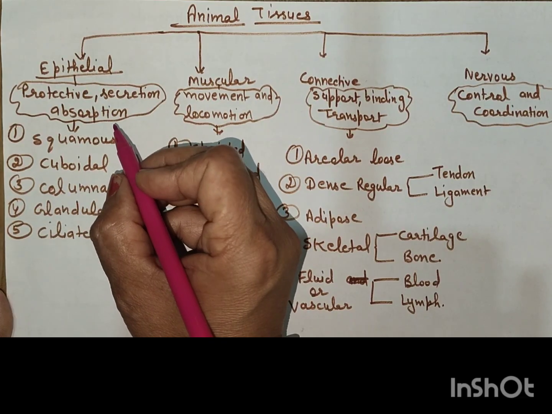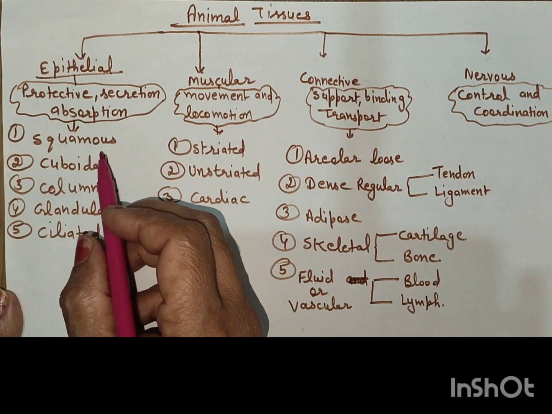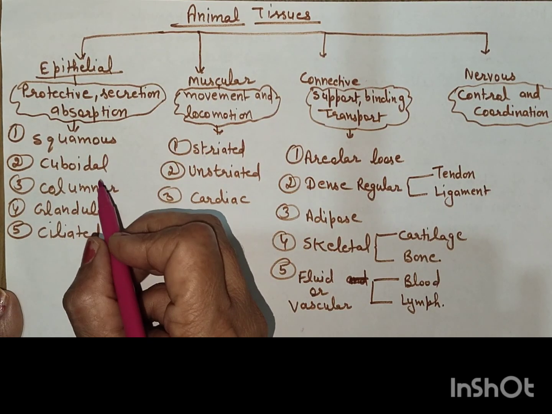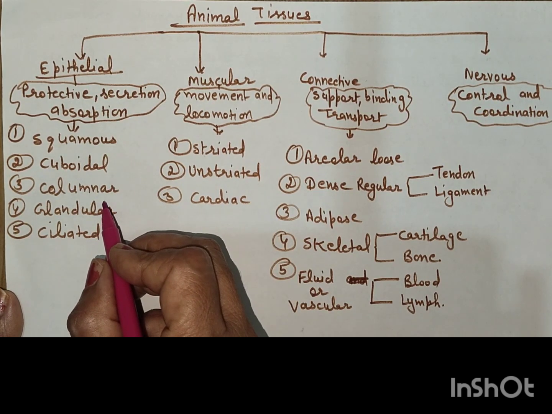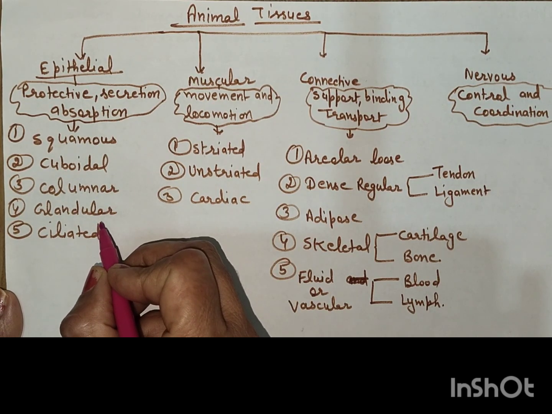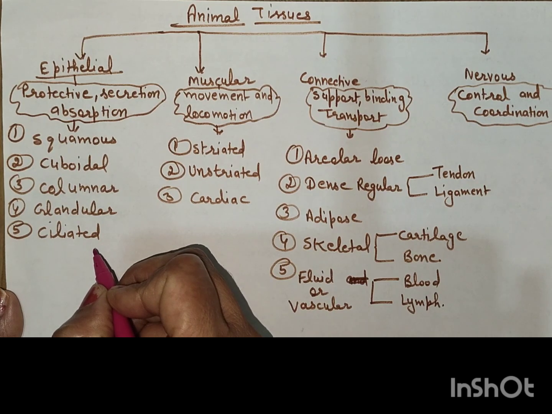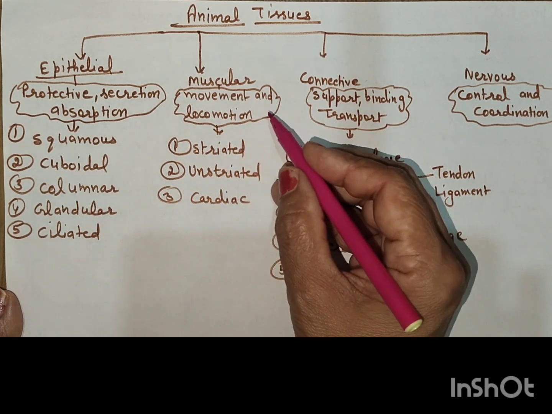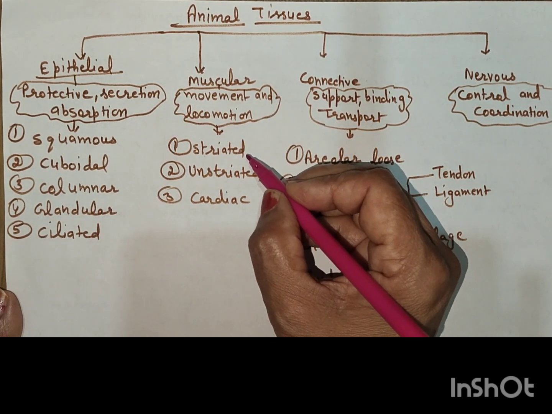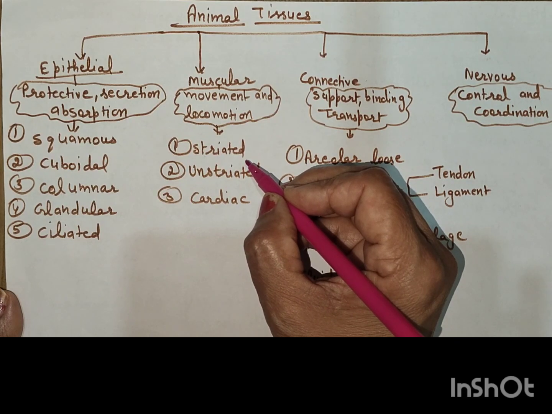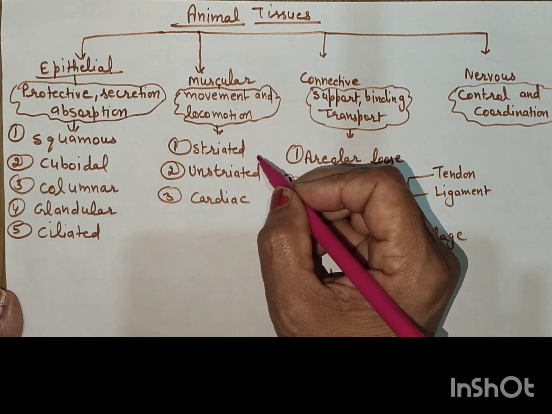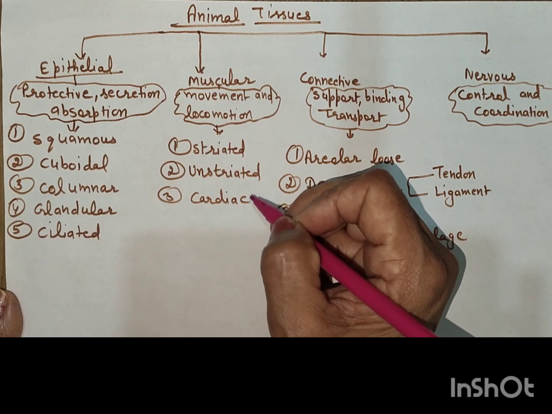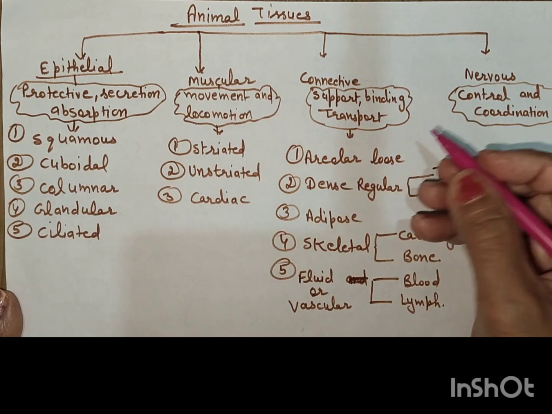Epithelial tissue is of five types: squamous epithelium tissue, cuboidal epithelium tissue, columnar epithelium tissue, glandular epithelium tissue, and ciliated. Muscular tissue is of three types: striated, unstriated, and cardiac.